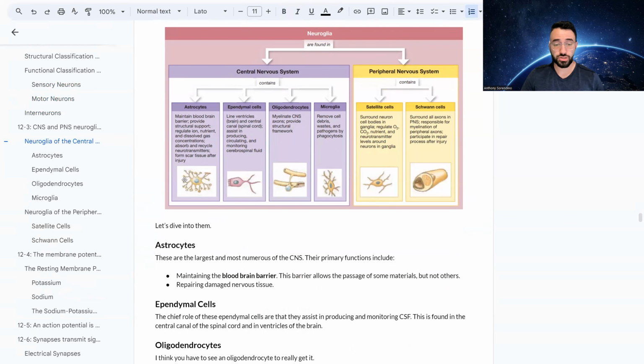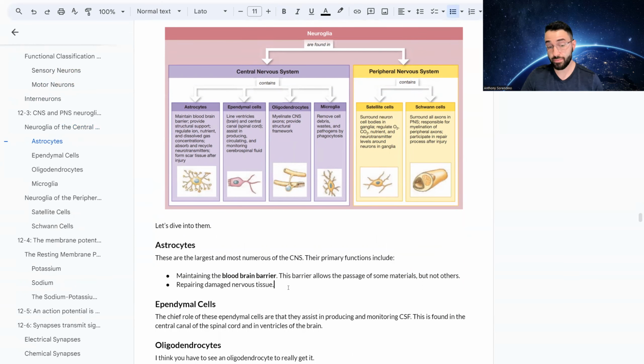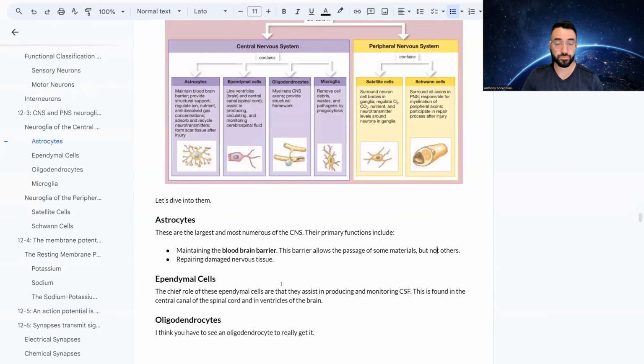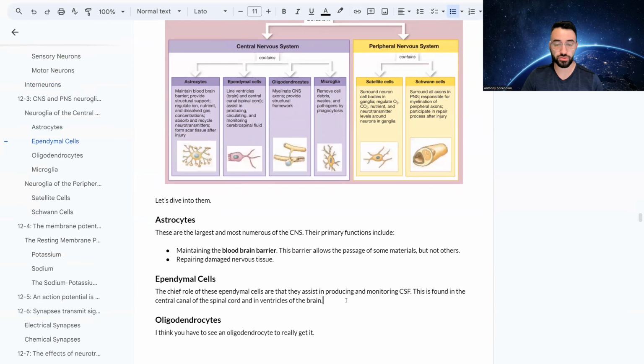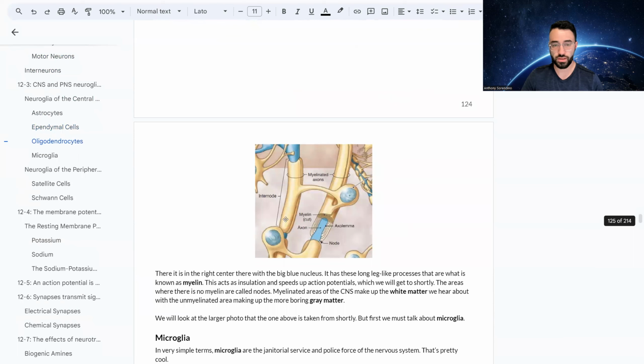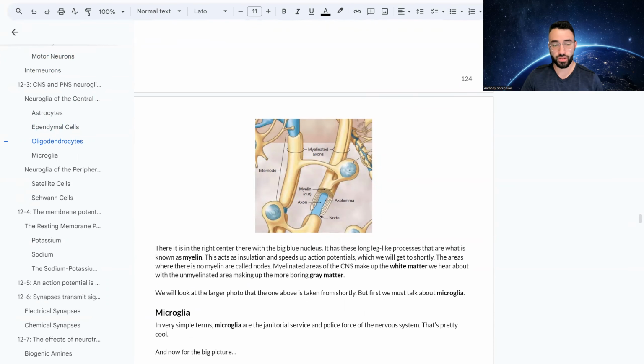The astrocytes are the largest and most numerous. They maintain the blood-brain barrier, repair damaged nervous tissue, and provide structural support as well. The ependymal cells produce and monitor the cerebrospinal fluid. The oligodendrocytes have these legs that turn into myelin sheaths, which is the insulation of the neurons. They insulate and speed up action potentials, which we'll get to shortly.